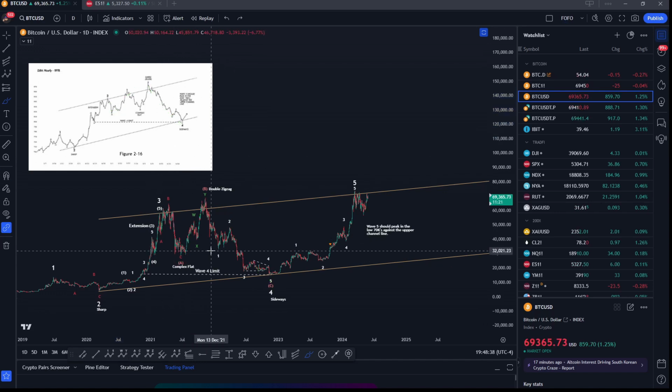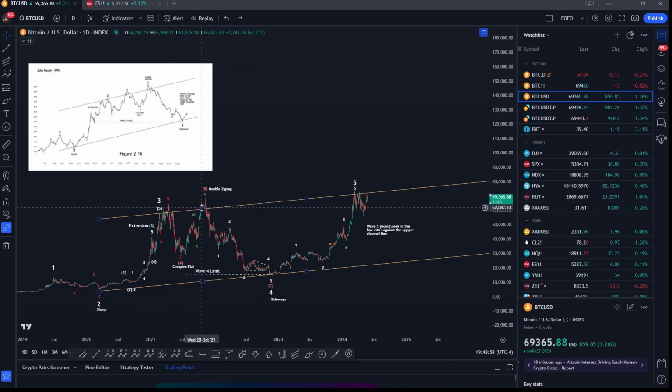Now, how you channel this. This is a typical impulsive channel, is what Frost and Prechter put in their book here. So you take a line and you connect the ends of wave 2 and 4. That's what I've done here. Connected the ends of waves 2 and 4.